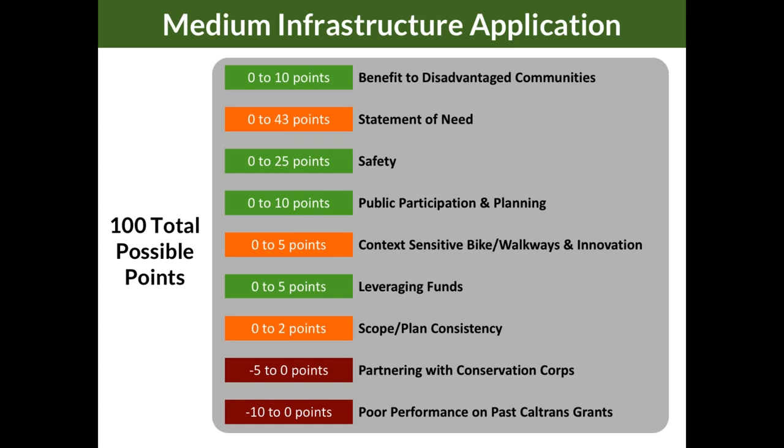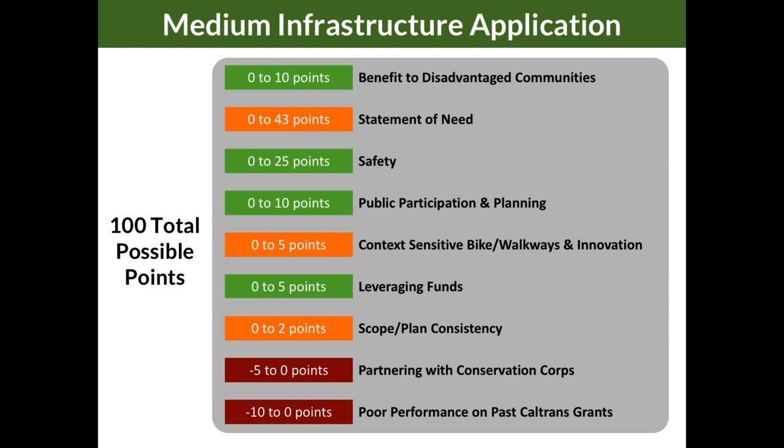Now, moving on to the safety section, as with the small infrastructure projects, the medium infrastructure applications are asked to describe the project location's bicycle and pedestrian collision history and to provide that supporting data. Applicants are again strongly encouraged to use the SafeTrek TIMS ATP tool to generate the maps and the data.